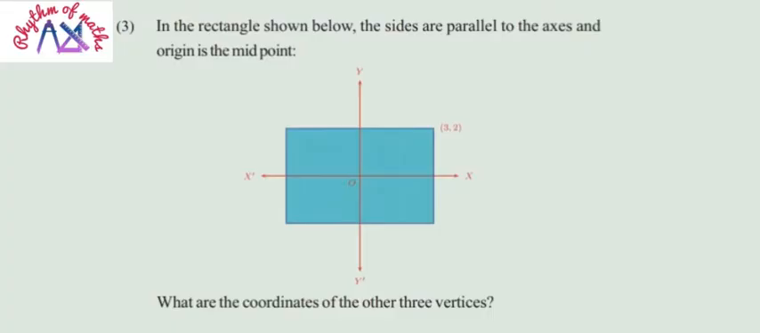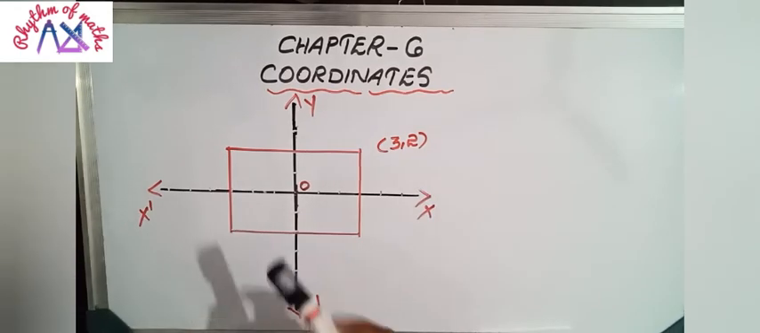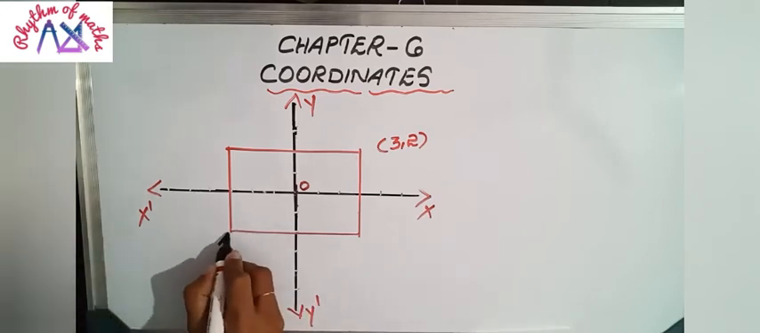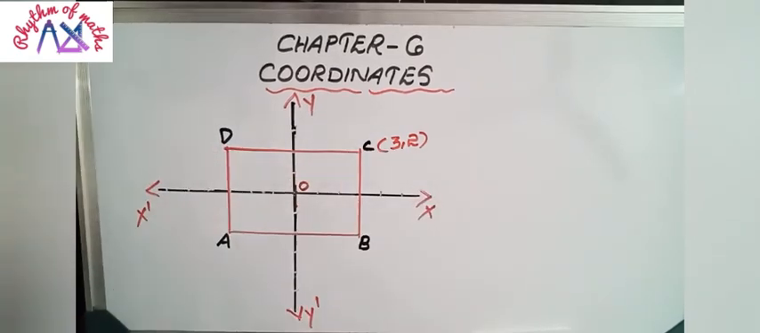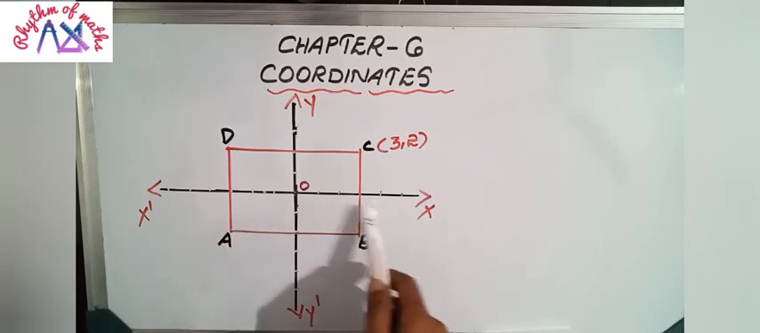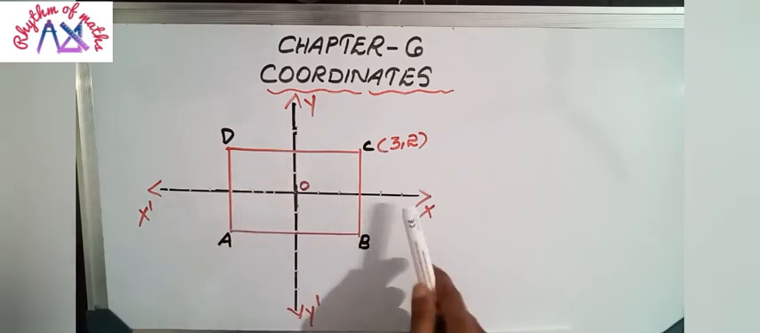In the rectangle shown below, the sides are parallel to the axes and the origin is the midpoint. What are the coordinates of the other 3 vertices? Here in this question, one rectangle is given with one coordinate as (3, 2). Only one coordinate is given. We have to find the coordinates of the other 3 vertices. Let's mark the vertices as A, B, C, D. Out of these only C coordinate is given. And one more thing is given: all the lines are parallel to the axes. That means these two lines are parallel to the y-axis, and DC and AB, these two, are parallel to the x-axis.